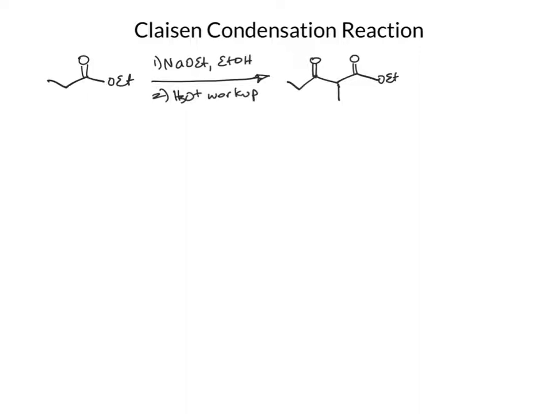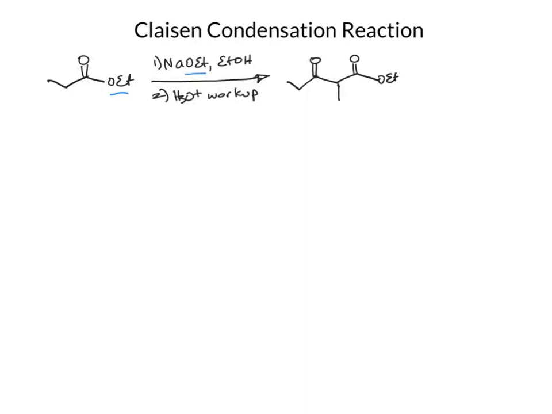Let's review the Claisen condensation and see how it can be applied towards synthesis problems. Shown here is an example of a Claisen condensation. We have an ester and we're treating it with a base. Because it is an ethyl ester, I'm using sodium ethoxide, so we always want to make sure that the base is going to match the ester we're using. That's to avoid any hydrolysis products or transesterification products.